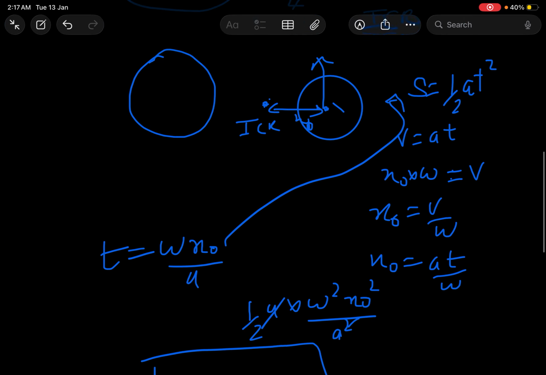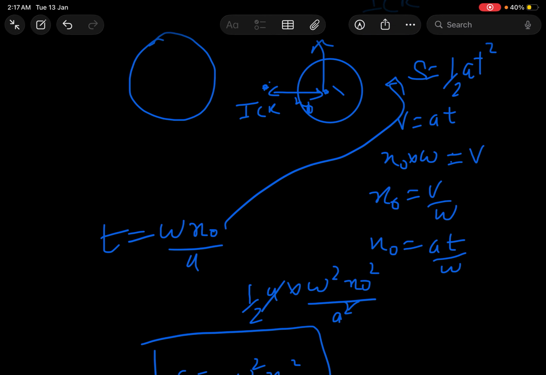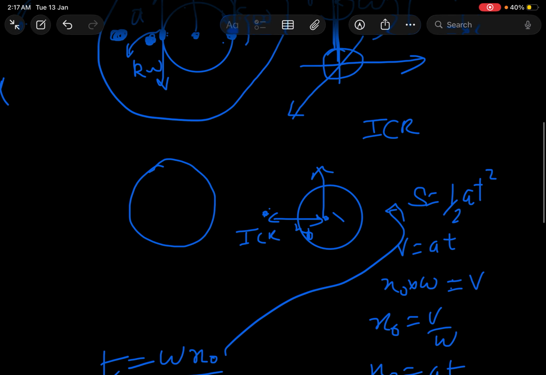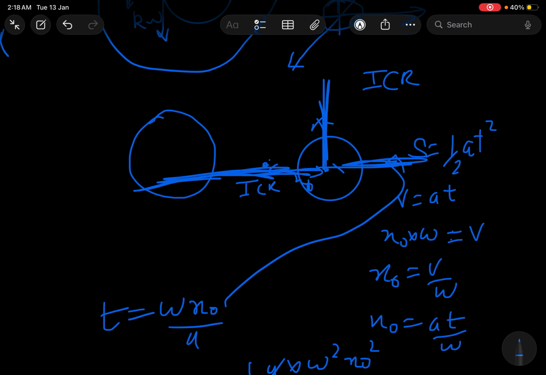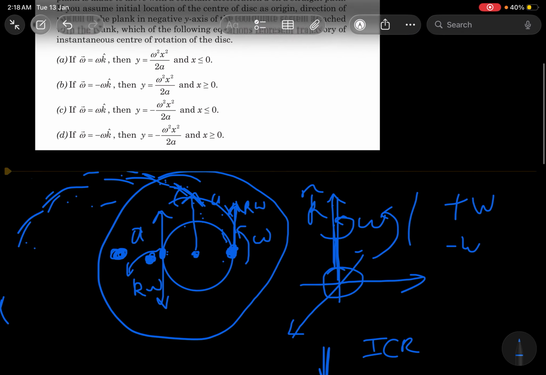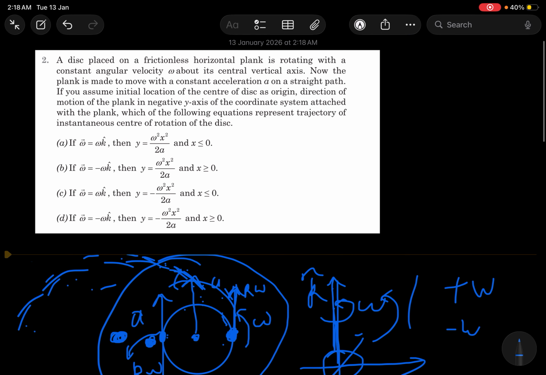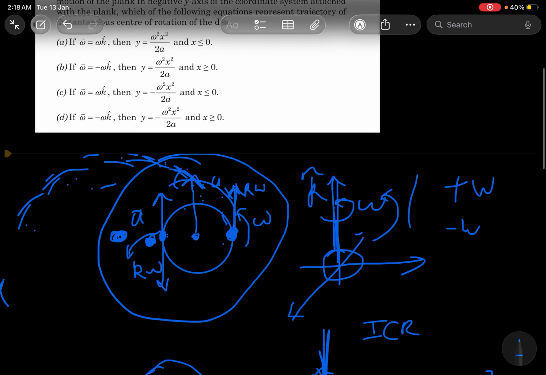So basically it's asking where the instantaneous center of rotation is. If this is the positive y direction, this is the positive x, this is the negative x. So on this negative x side, the instantaneous center of rotation is located, right? So that's why option A is correct, where x is less than or equal to 0.